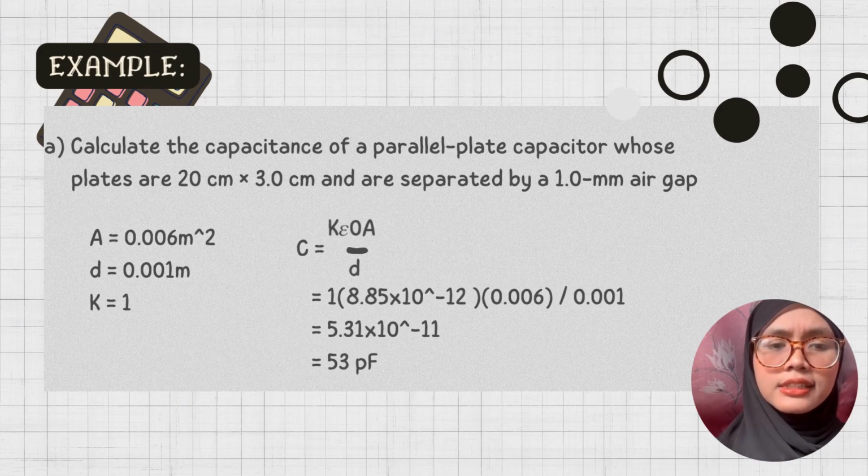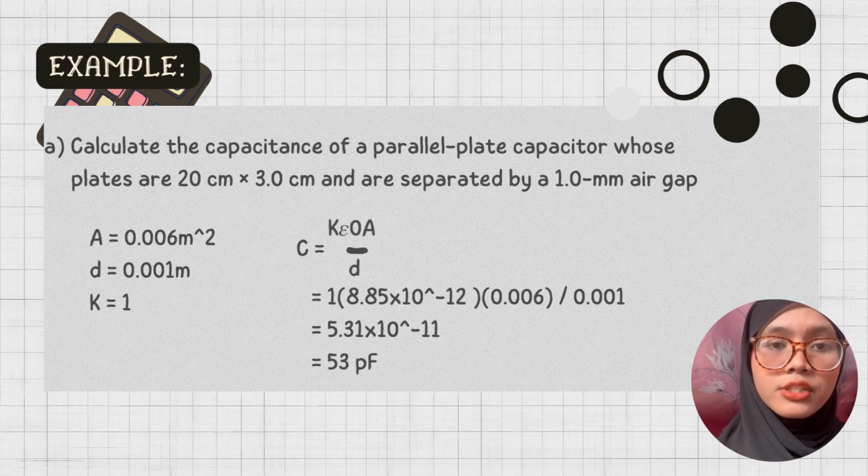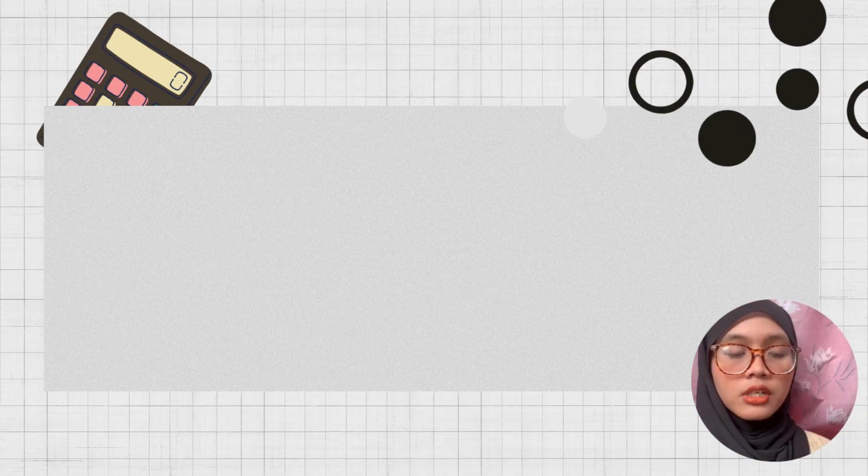Example, part A. Calculate the capacitance of a parallel plate capacitor whose plates are 20 cm times 3 cm and are separated by a 1 mm air gap. So A, 20 cm times 3 cm, converted to meter squared, is 0.006 m squared. D, 1 mm converted to meters, is 0.001 meter. K is 1 because an air gap is mentioned. So we use C equals K epsilon naught A over D, key in the values and get 53 picofarad.